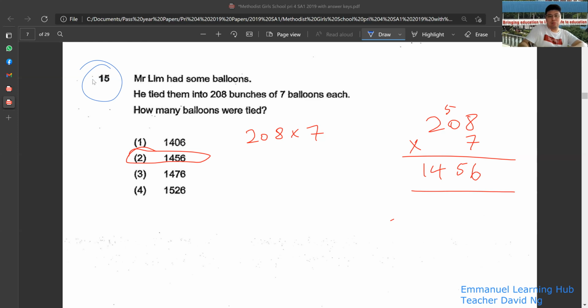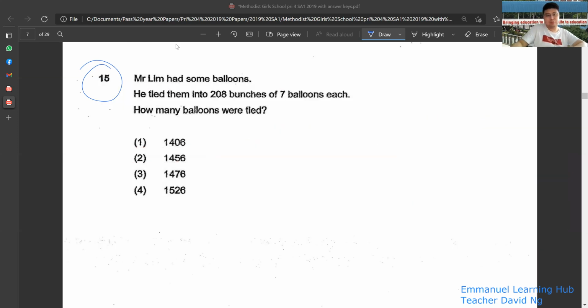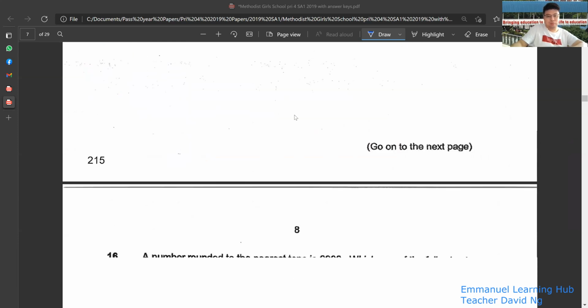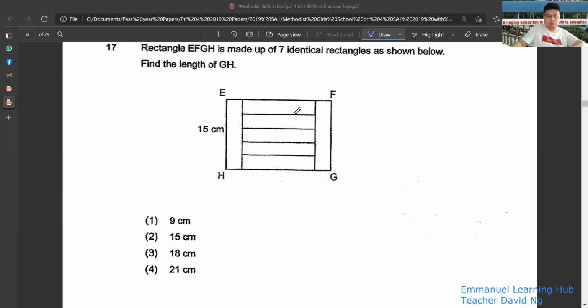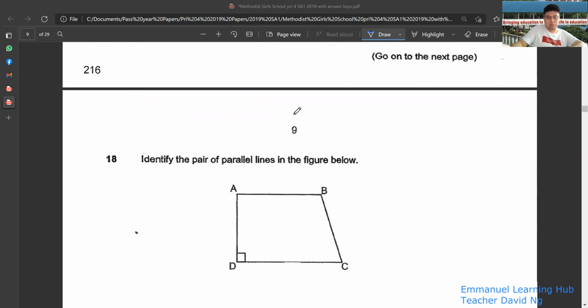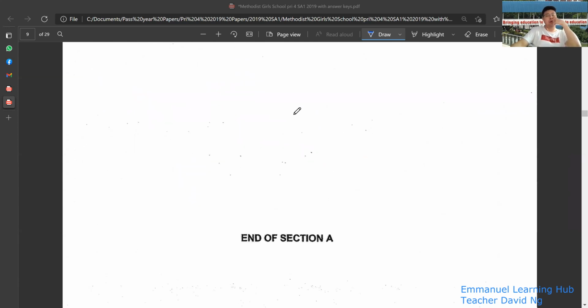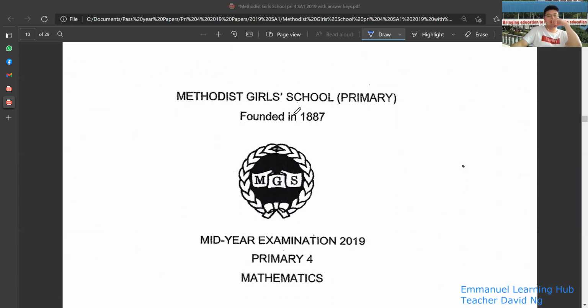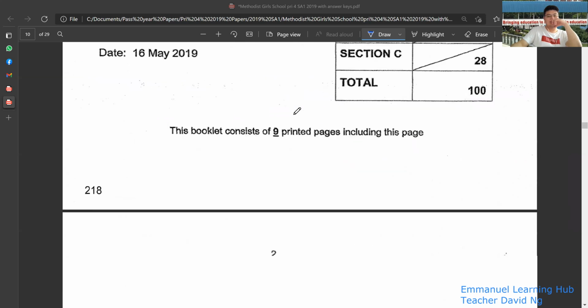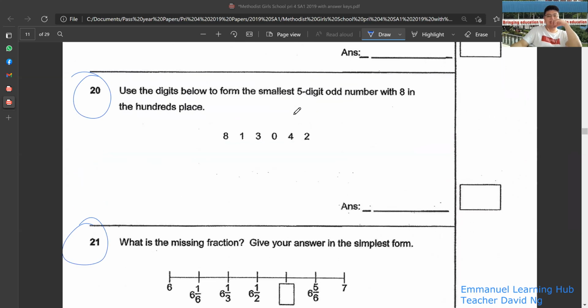Okay. This question okay. The rest okay already, your MCQ. Okay. 20.